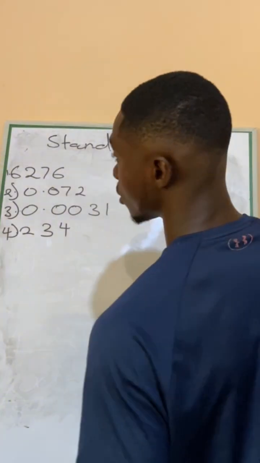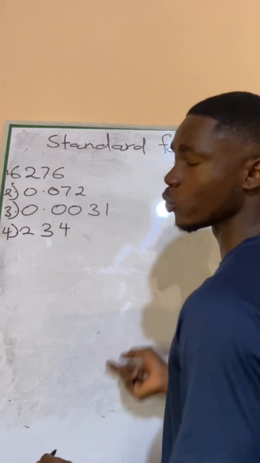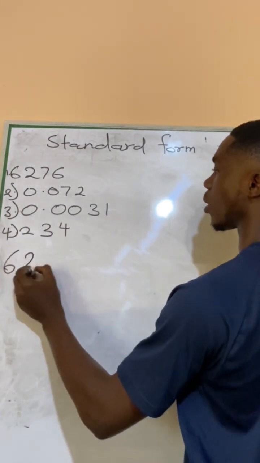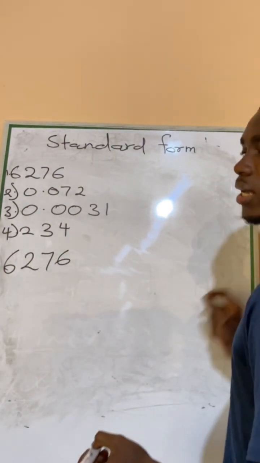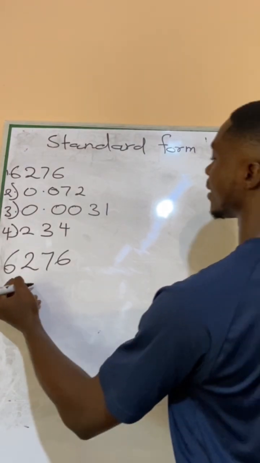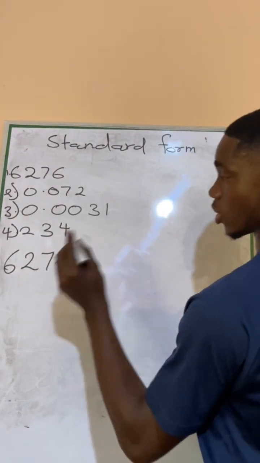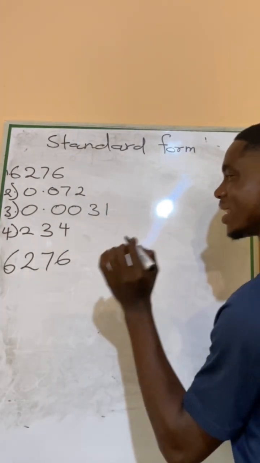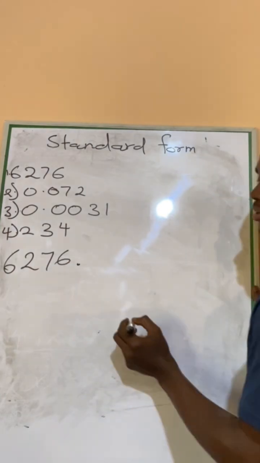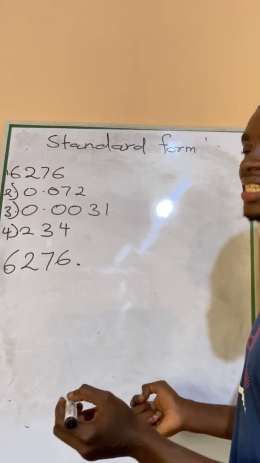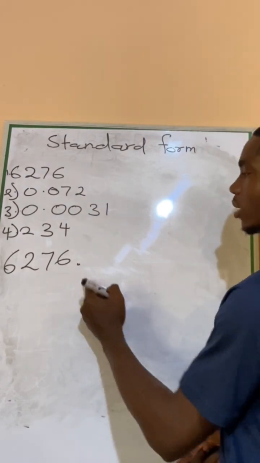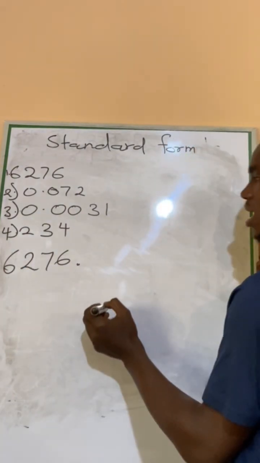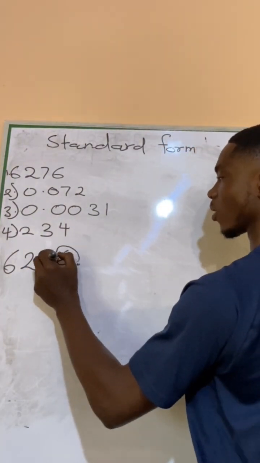With these examples on the board, you are going to solve the first two, then you try the last two by yourselves. So with the first one, we have 6,276. And then we are changing this to standard form. Changing this to standard form simply means that first thing first, we should notice where the point is. There is no point in this figure. That means the point is at the last part. Any number without a point in it is having the point at the last digit. So since the point is here, and we are supposed to make this a single digit number, then we move this point to the left hand side.